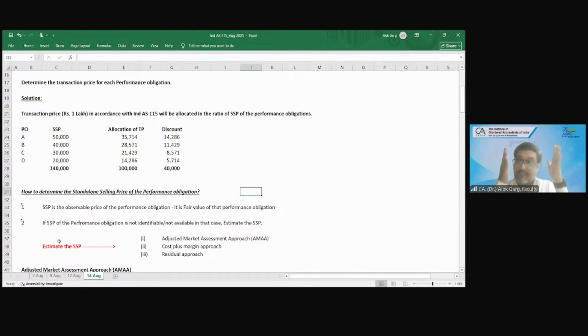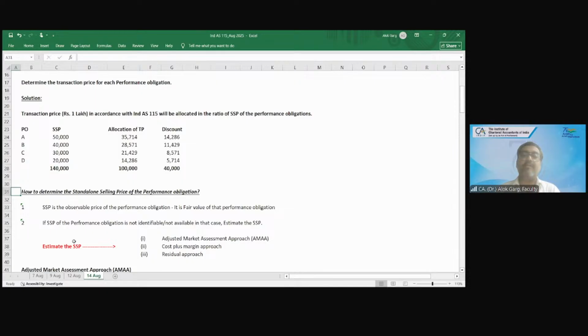Once you know the standalone selling price of all the performance obligations, you understood it is a contract. You know that there are 4 performance obligations, distinct goods and services, and you know the total transaction price. Now you need to allocate the transaction price. But what happens if you don't know the standalone selling price of any performance obligation? Then how to compute it?